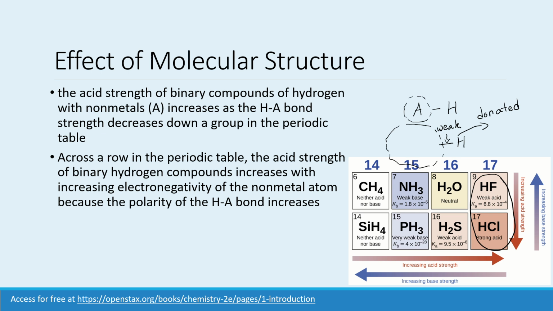Now, if we're looking across a row, then it's going to depend on the electronegativity of that atom, right? So electronegativity, we know, increases as we go across the periodic table, where your most electronegative element is fluorine, followed by oxygen, and then nitrogen. And so the more electronegative that an atom is, the more likely that it's going to hold on to those electrons, and it will be easy for that hydrogen to pop off. And so again, you're going to have increasing acid strength. And so overall, your increasing acid strength is going to go down and to the right, so that hydrochloric is your strongest.